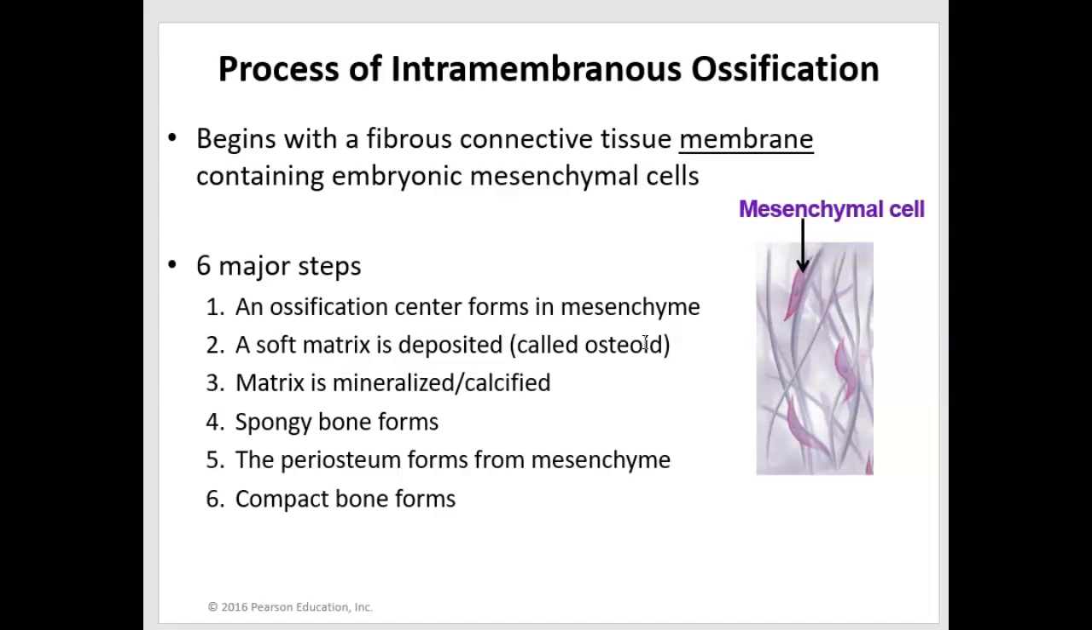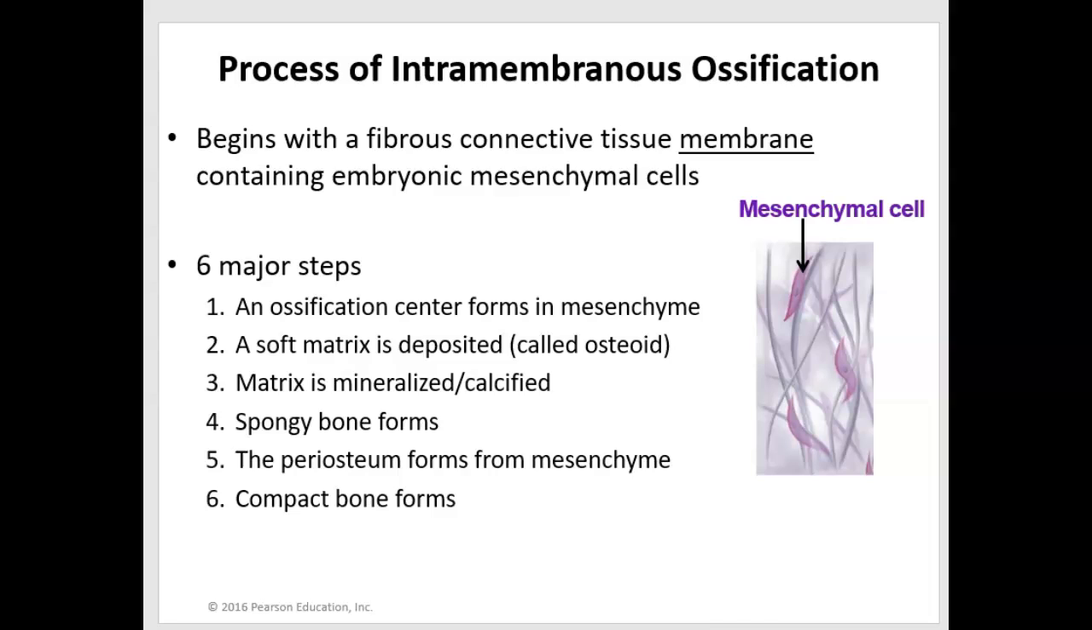We begin with kind of a generic embryonic mesenchymal tissue. It's really a fibrous connective tissue membrane made up of cells called mesenchymal cells. And there's a series, I should say, of different steps that turn this fibrous connective tissue into bone. And these are the steps.